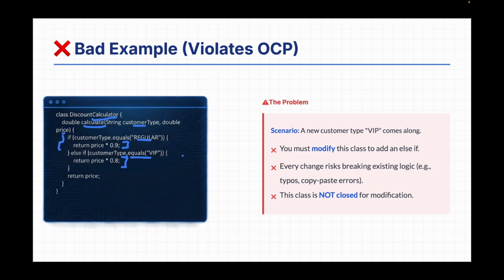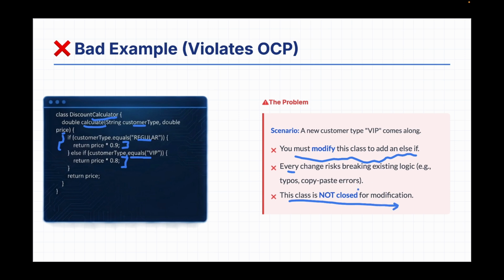Now here is the problem. If tomorrow you want to add more customer types, you will have to add more if-else conditions. That means you are modifying existing code that is already in production. This violates the open-closed principle because the class is not closed for modification. This is a bad design.